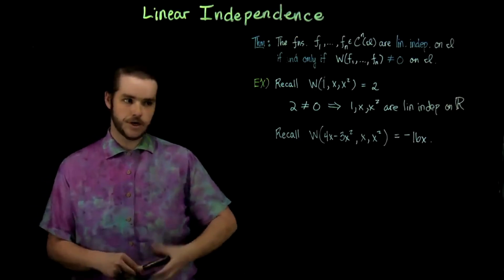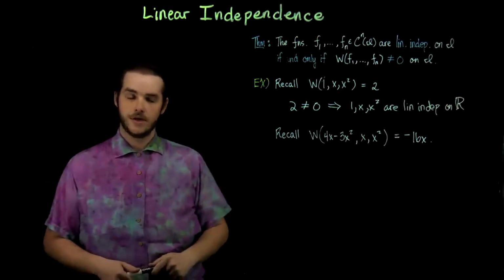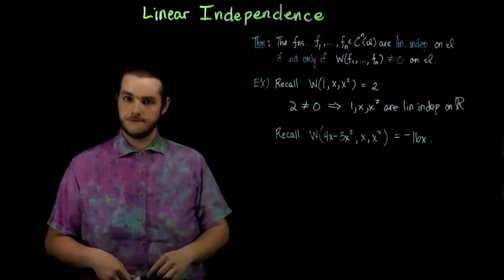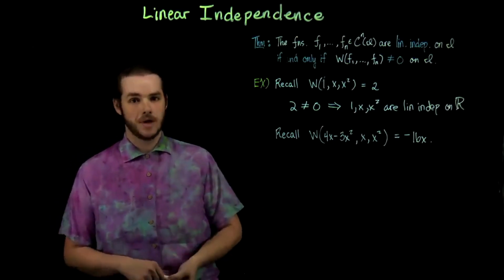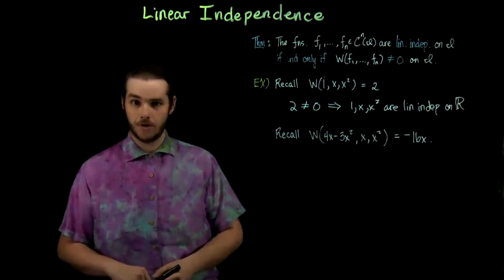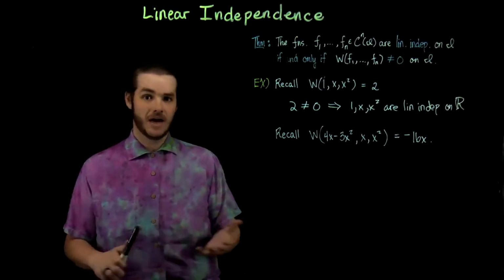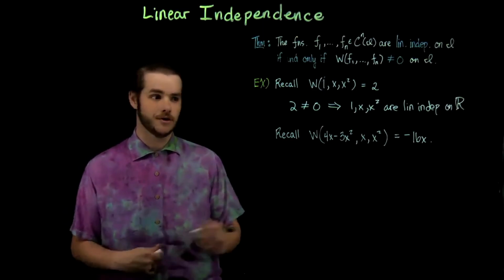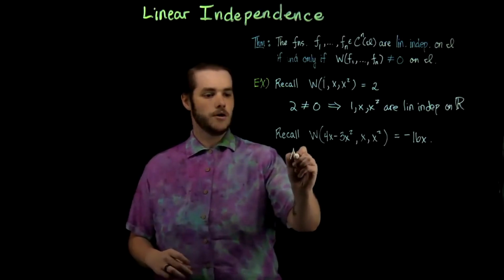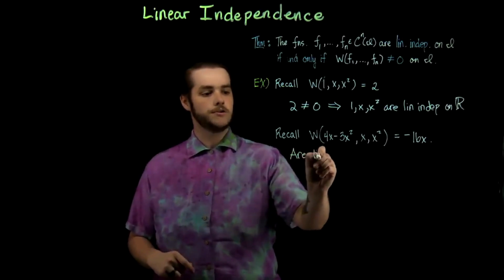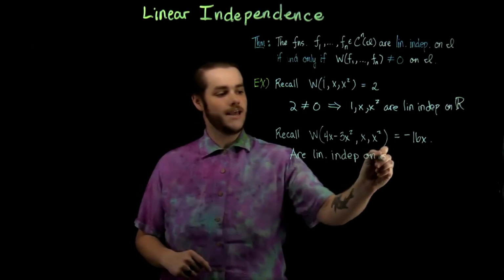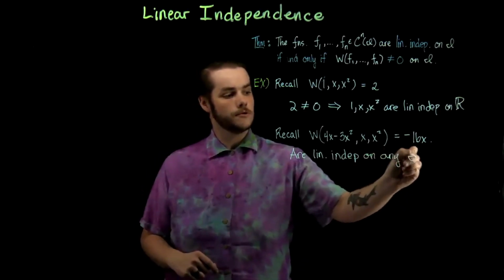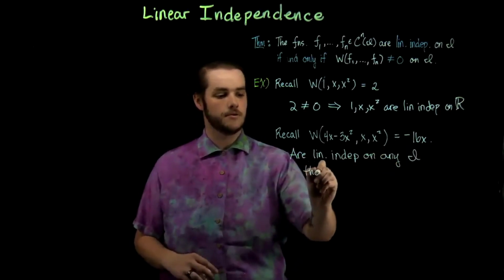Now, we're not so lucky for this set of functions that we just saw. The Wronskian of 4x minus 3x squared, x and x squared is negative 16x. Do you notice that this can be 0 when x is 0? But outside of that, we're actually in the clear. So these are linearly independent still on any interval that doesn't contain 0.